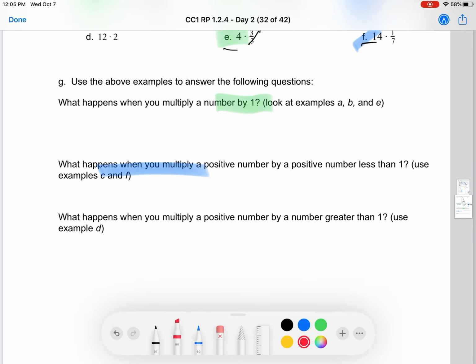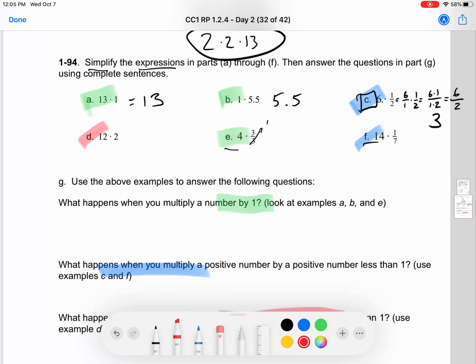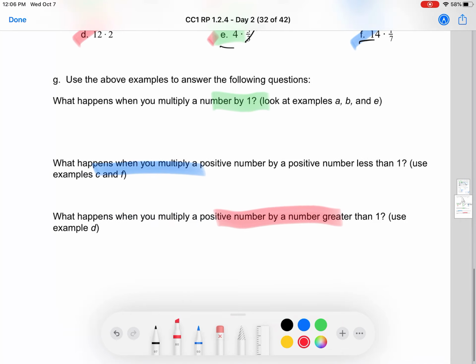That would be here. And I guess you could really argue something like this one and this one, because you can say it's 1 times a number greater than 1, which is 13. Or what happens to 1 when you multiply it by 5.5, right? That one can kind of help you answer those two.